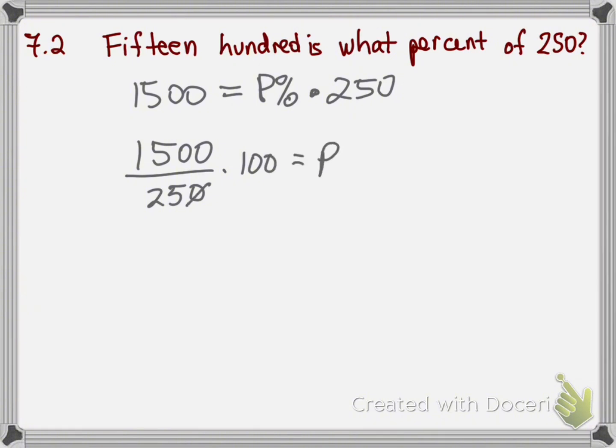I can cancel here and here the tens by dividing by 10. And then I'm going to divide by 25 here and by 25 here, which is 4. And 150 times 4 is 600%.